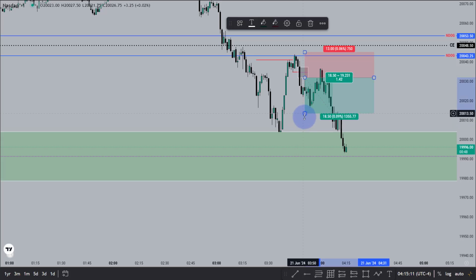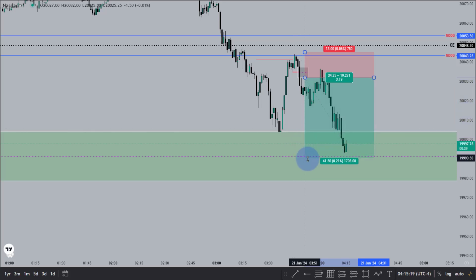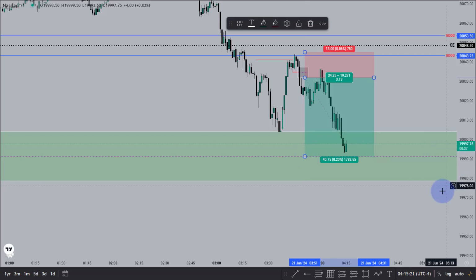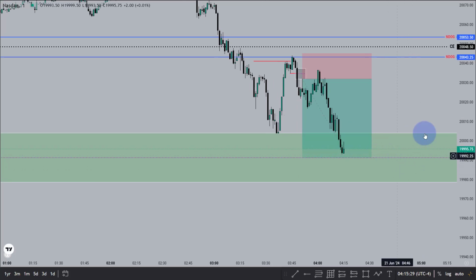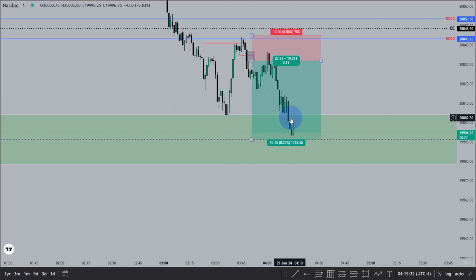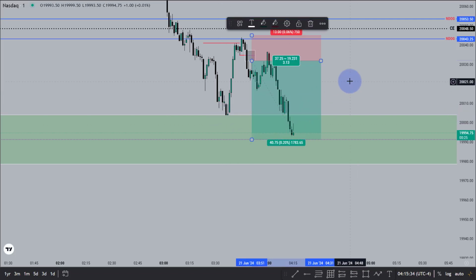Where should your target be? Here, this low. Now, if you are overzealous, then you can target until this constant encroachment of the last fair value gap. But you have to take the partial when it taps the high of this last fair value gap from the 15-minute chart. You have to take the partial. There is no other way.